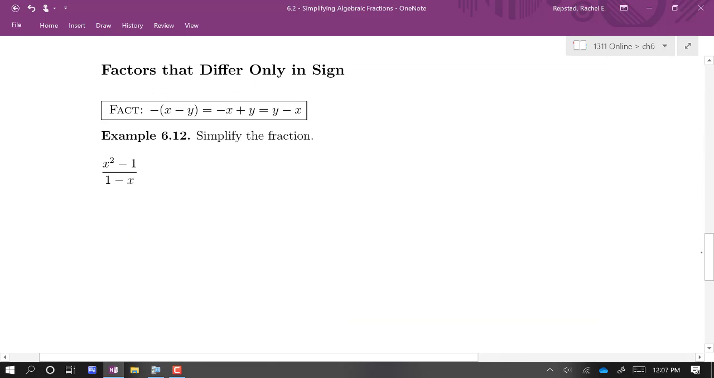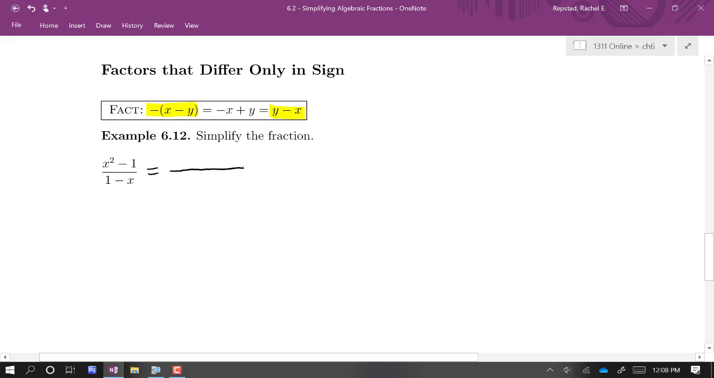Occasionally you might see factors that differ only in sign, where you see what looks like it could be a common factor, but the order of subtraction has been reversed. So we start just with this observation, this fact up here, that the negative of x minus y, if you distribute the negative and rearrange terms, is the same as y minus x. So in this next example, we can't really factor the bottom, not in the usual sense, because it's just 1 minus x.